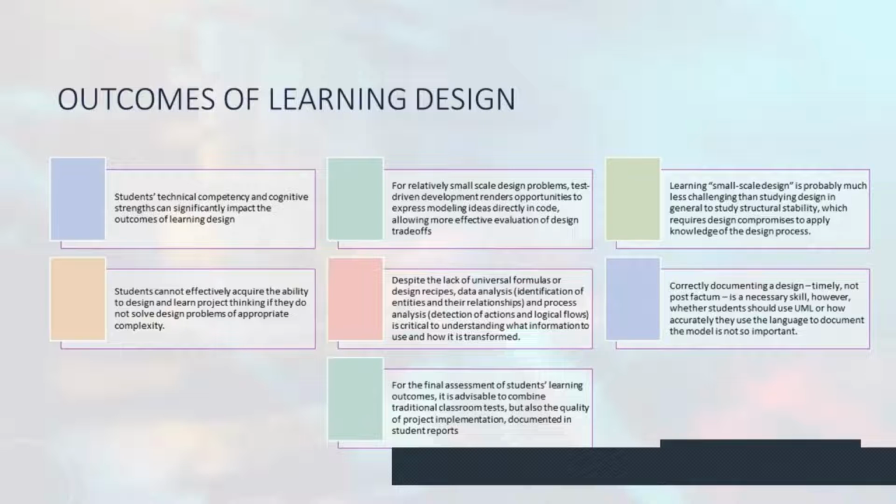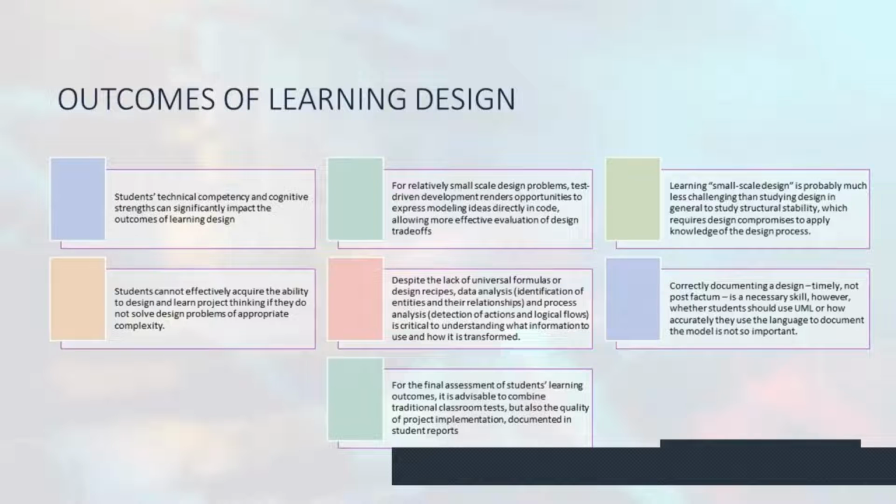Learning small-scale design, writing related methods, appropriate data encapsulation, using good method names, etc., is probably much less challenging than studying design in general to study structural stability, which requires design compromises and applying knowledge to the design process. The minimum basic design skills with an appropriate level of project thinking that graduates must acquire may include the ability to effectively begin design, decompose a task, perform design iterations with sound design compromise solutions, and implement the project in code.